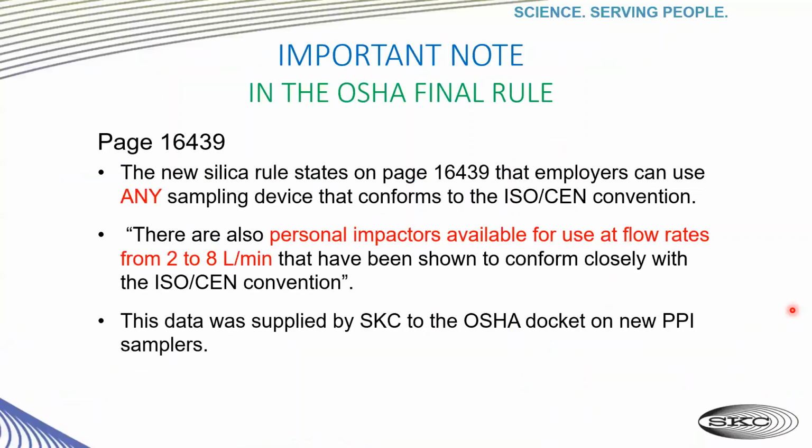Very important to note that on page 16439, the OSHA silica rule accepts any sampling device that conforms to the ISO-SYN convention. We will discuss in a few minutes how the PPI has a collection efficiency more closely patterned to the ISO-SYN convention than cyclones do. The OSHA silica rule also states that there are personal impactors available for use at flow rates of 2 to 8 liters per minute that have been shown to conform closely with the ISO-SYN convention. So in accordance with the OSHA final rule for silica, the PPI sampler is accepted.